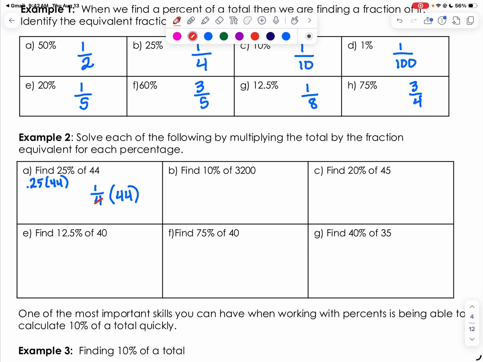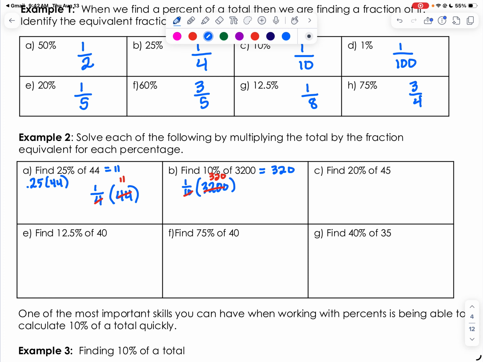And then we can cross cancel. 4 will go into 44 11 times. So 1 times 11 is 11. So 25% of 44 is equal to 11. All right, find 10% of 3,200. Well, 10% is 1/10. And if I multiply that by 3,200, 3,200 divided by 10 is 320. So 10% of 3,200 is 320.